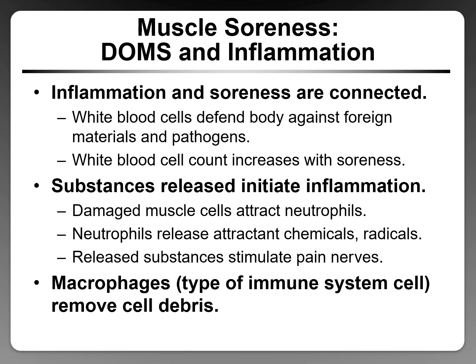DOMS also tends to be accompanied by inflammation, and this inflammation tends to lead to soreness. This is because white blood cells, whose job is to defend the body against foreign materials, are going to flood to the area of muscle damage, and this will increase soreness. Also, we have some other substances that are going to initiate this inflammation response. Our damaged muscle cells are going to attract neutrophils, which are specialized white blood cells. These neutrophils will then release an attractant chemical and some radicals, and then these will stimulate pain receptors. We also have macrophages that are going to go in and remove any cell debris.